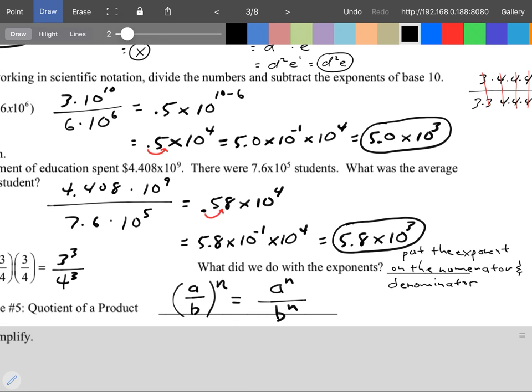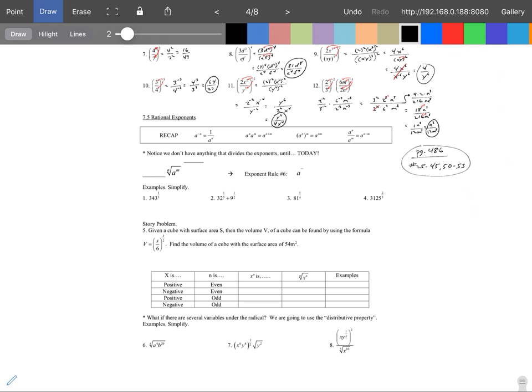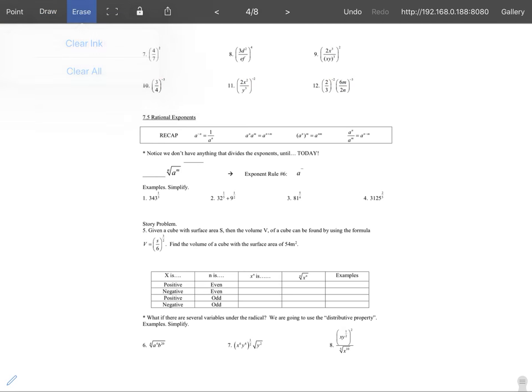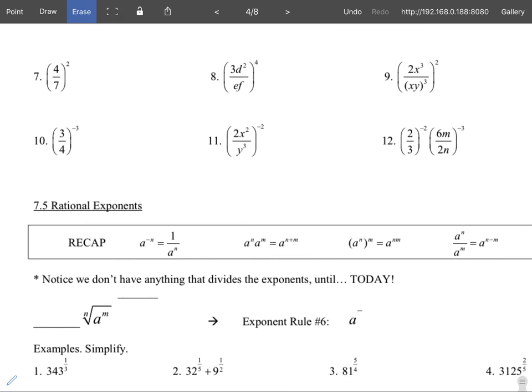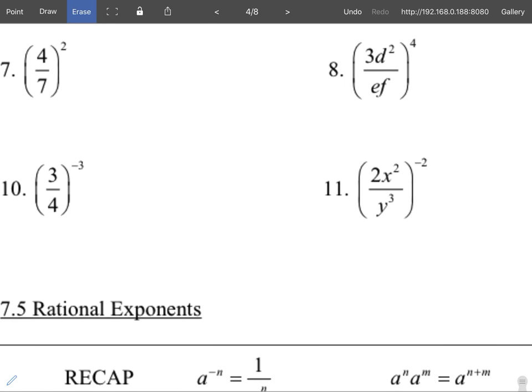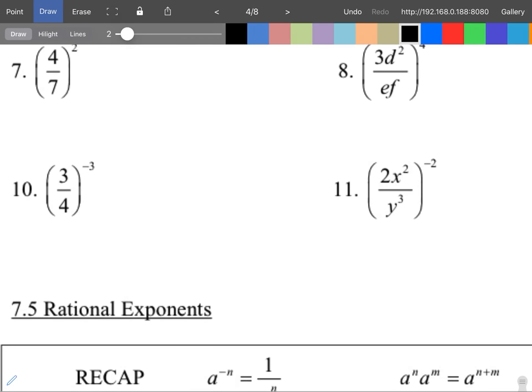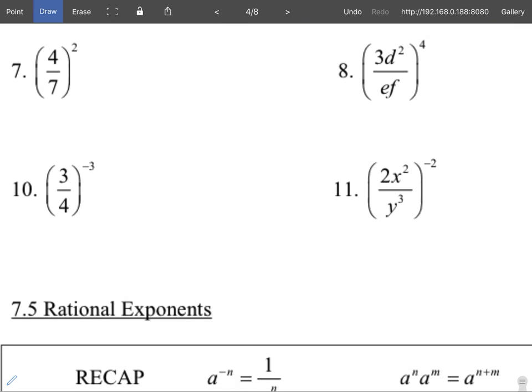All right, so let's take a look at the next page. Those will be our last examples here we got to do before winter break. So turn to the next page. And we got to do these 6 examples up here at the top. So let me kind of zoom in on those a little bit. All right, so here we go, number 7.